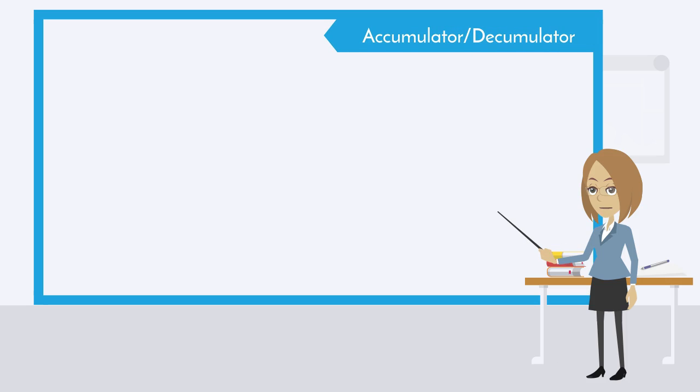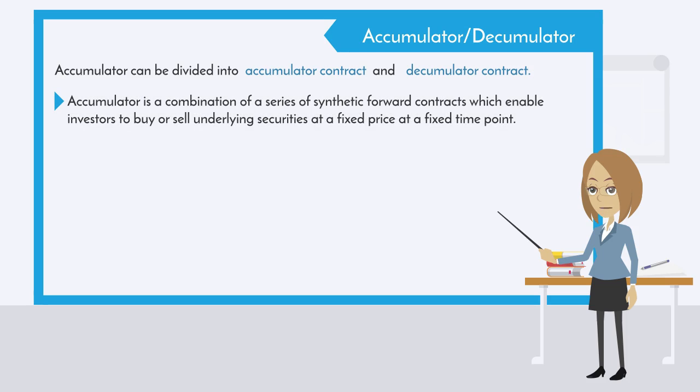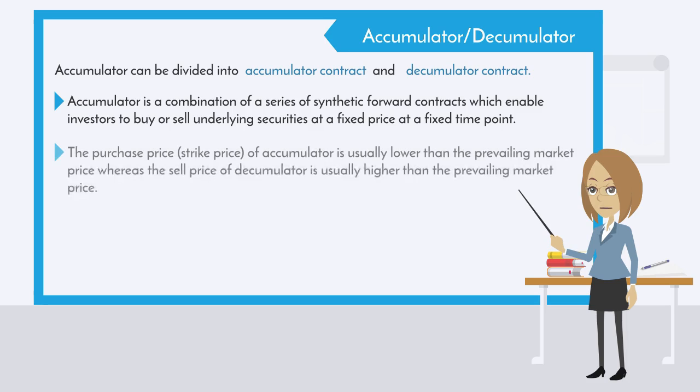The last one is accumulator. It can be divided into accumulator contract and decumulator contract. Accumulator is a combination of a series of synthetic forward contracts which enable investors to buy or sell underlying securities at a fixed price at a fixed time point. The purchase price of accumulator is usually lower than the prevailing market price, whereas the sell price of decumulator is usually higher than the prevailing market price.